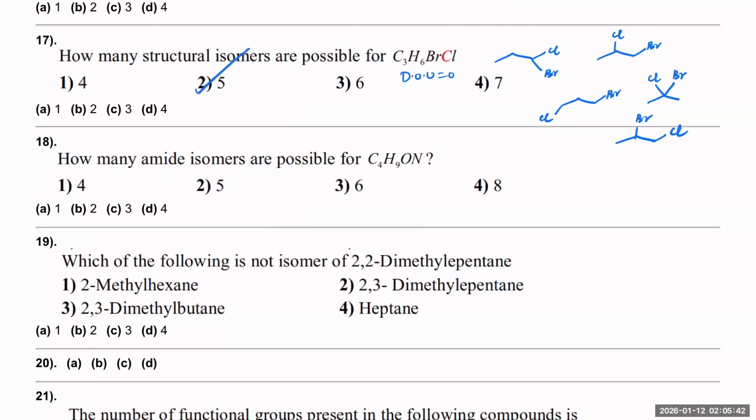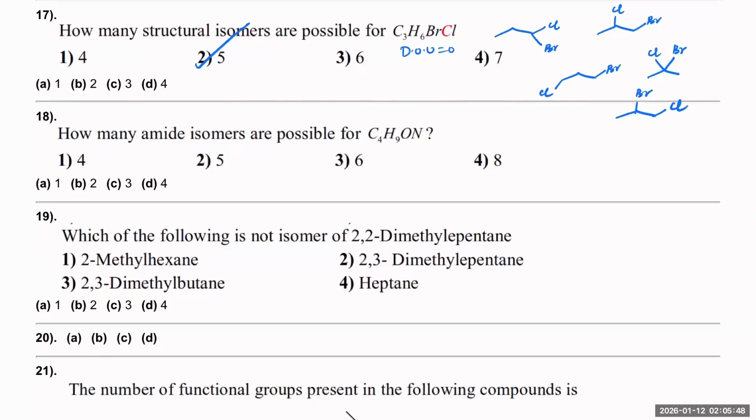Next. How many amides are possible with this case? Now, degree of unsaturation is 1 in this case. You can calculate and see, right? So 5 minus 9 plus 1 by 2. So that makes it 1. So degree of unsaturation is 1.